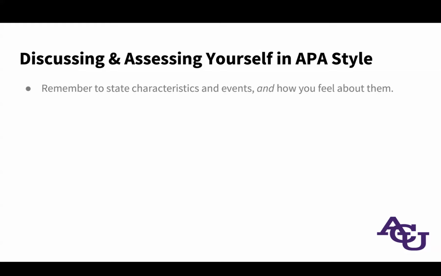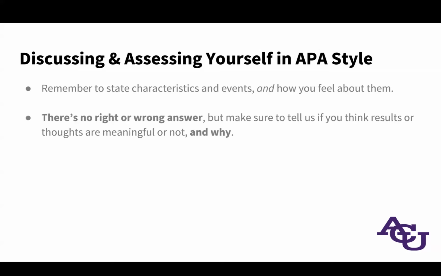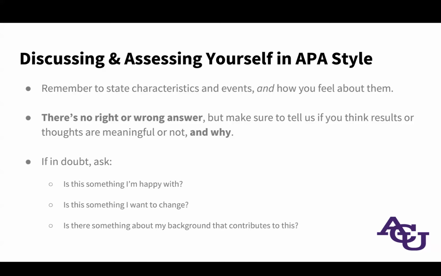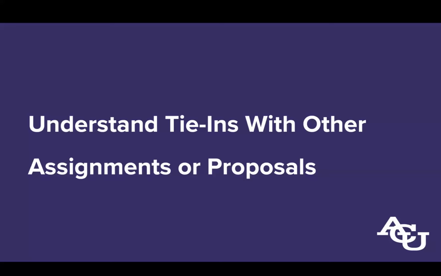So remember, when you're stating characteristics and events, state also how you feel about them. There's usually no right or wrong answer in a reflection, but make sure that you tell us if you think these things are meaningful or not, and why. And if in doubt, here are some questions that you can use to help guide this. First, is this thing something you're happy with? Is it something you want to change? And is there something about your background or the background of the people that you are proposing to work with that contributes to this? Key context.